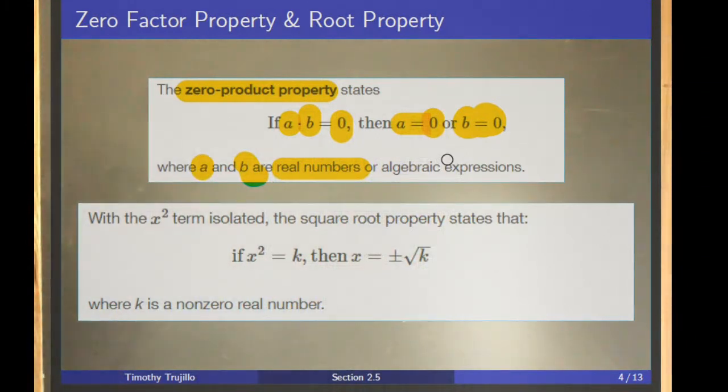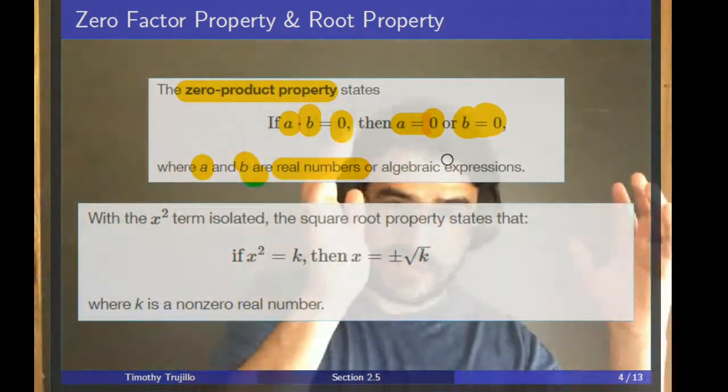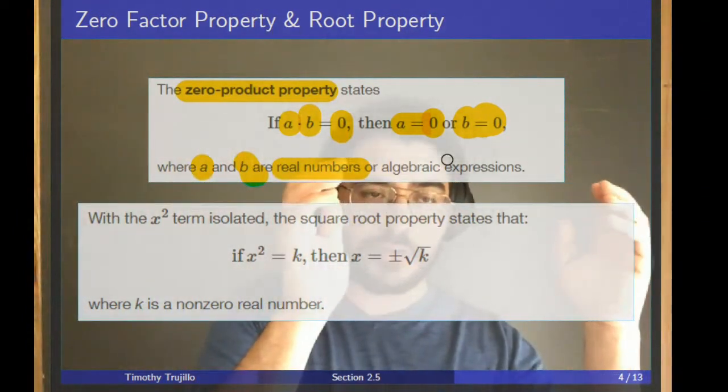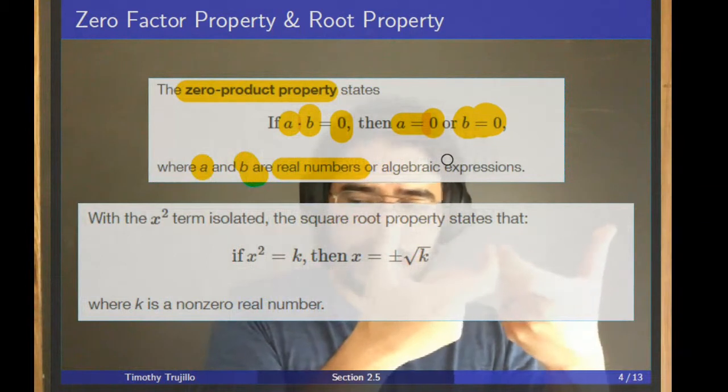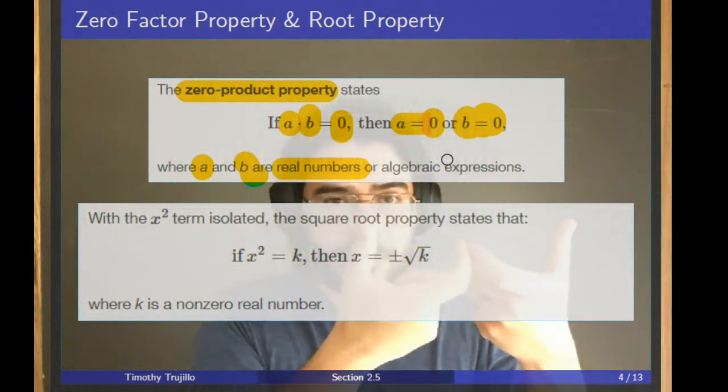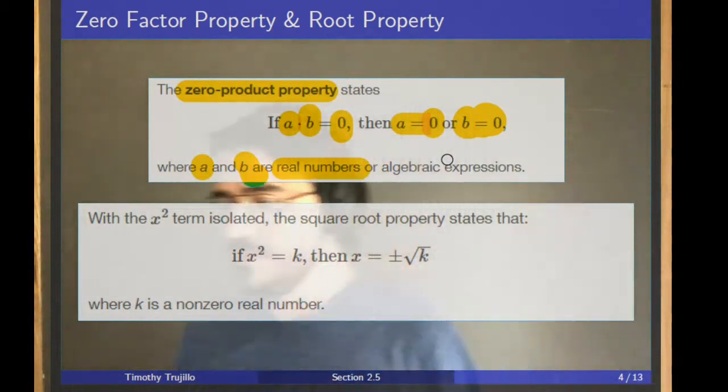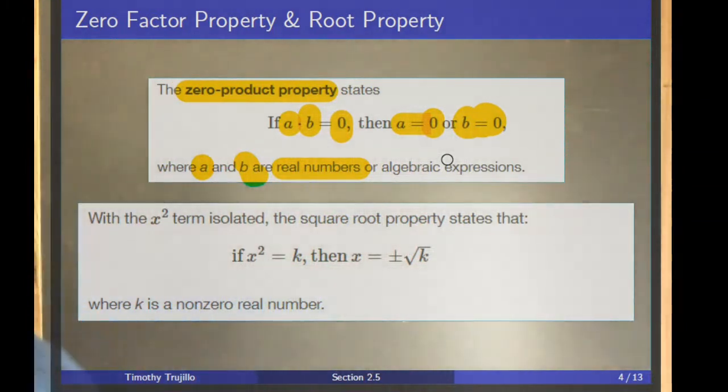And we'll use this when we factor, right? We'll take a quadratic on that left-hand side, that ax squared plus bx plus c, and we'll factor it into two pieces. And then if it's set equal to 0, one of the two pieces has to be equal to 0. So that's where we'll use that. So that's the first thing we have to remember back from chapter 1.